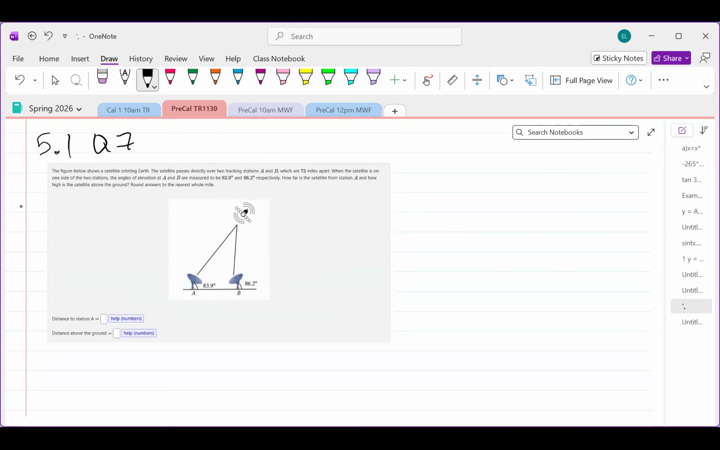All right, so question 7 here. Mine came up with 73 miles apart, but the angles in the diagram should be the same for everybody. The only number that should be changing is that distance. First thing I'm going to do is draw the triangle so where the angles are is a little more obvious. I'm going to make the angles more extreme.